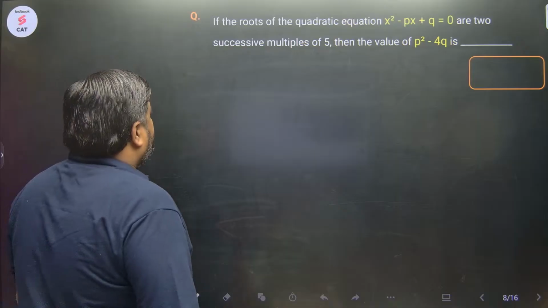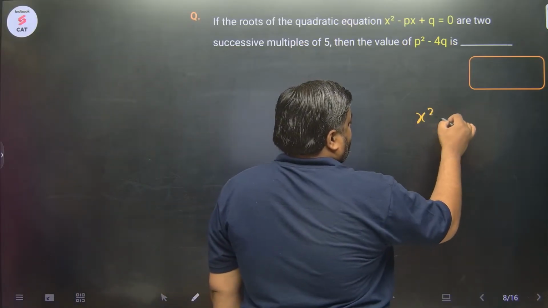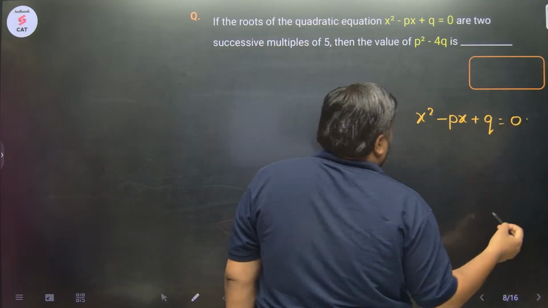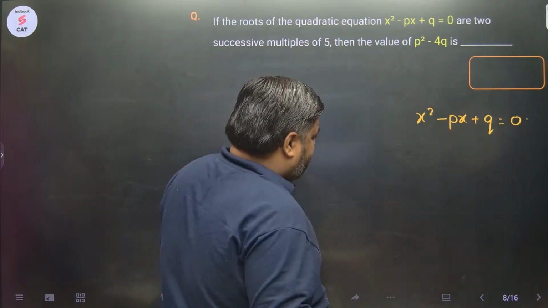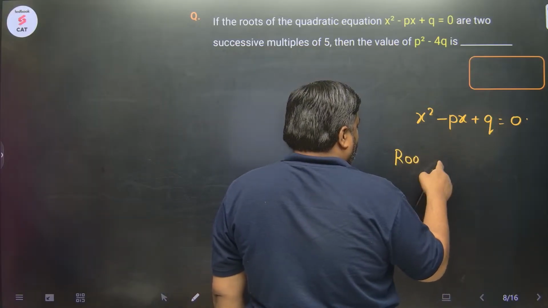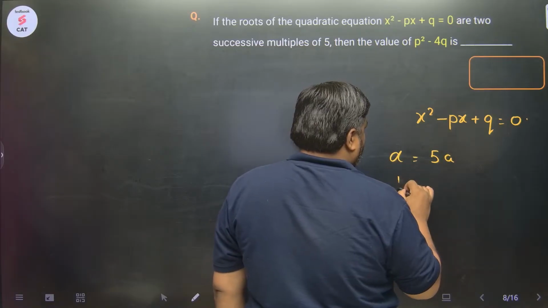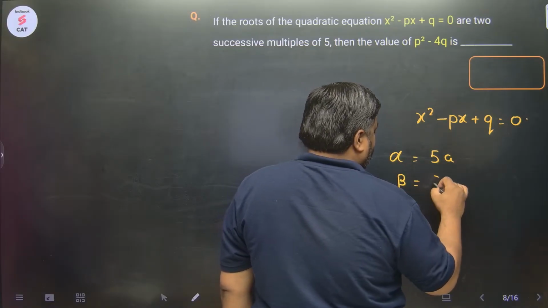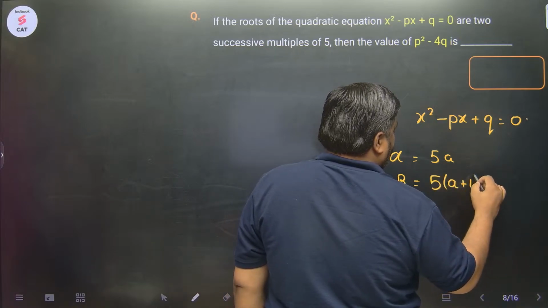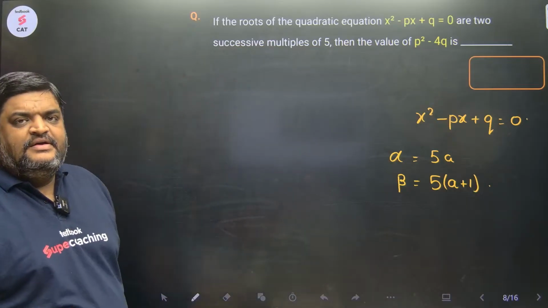Guys, look, the equation is x square minus px plus q. Let's say the roots are successive multiples of 5. Let's say alpha is 5a and beta is 5 times a plus 1. Okay, successive multiples of 5.